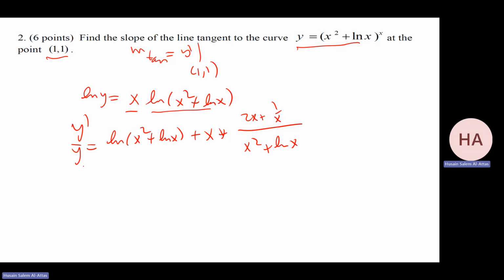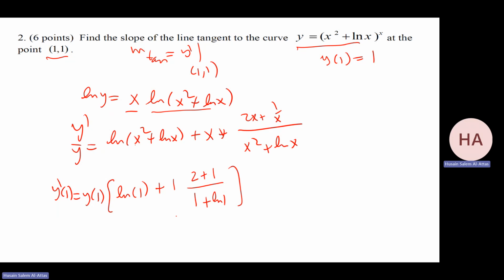At what? At 1. So y at 1 will be what? 1 plus 0 to the power 1, so it's 1. So y prime at 1 will be y at 1 times ln of 1, 1 plus ln 1, which is 0. Here I have 1, 2 plus 1 over 1 plus ln 1. This is 3, this is 0, this is 1, so the answer is 3.